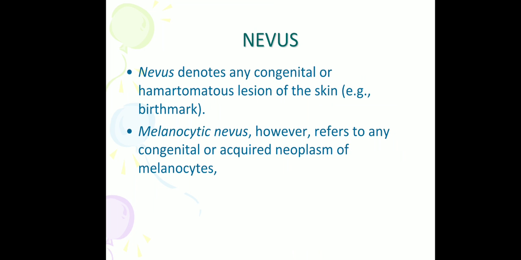Nevus is nothing but a congenital or hamartomatous lesion of the skin. Example is birthmark. Melanocytic nevus refers to any congenital or acquired neoplasm of the melanocytes.